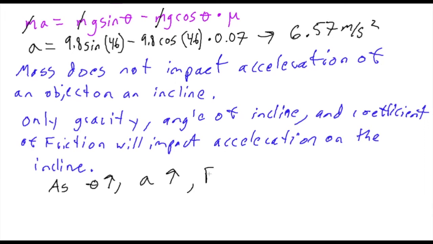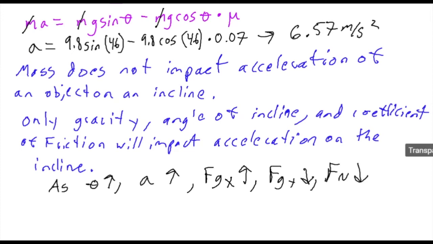And that's just because sine gets bigger and bigger as the angle gets bigger, cosine gets smaller and smaller as the angle gets bigger. A bigger sine means a bigger force gravity x, which means a bigger acceleration. And that's because as the angle increases, force gravity x is going to get bigger and force gravity y is going to get smaller. Since force gravity y gets smaller, force normal is getting smaller. Smaller force normal means smaller force friction. And if force friction gets smaller, it just means that we're going to have a bigger net force.